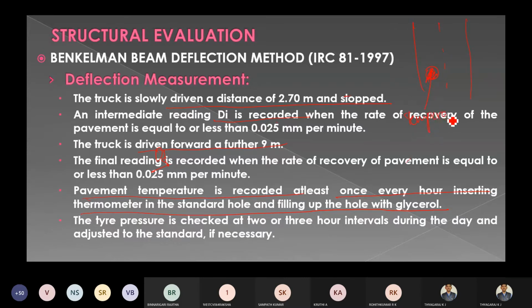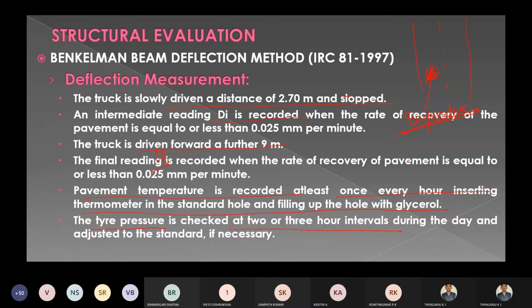For every 1 hour, you will be measuring the temperature. Then tire pressure is checked at a 2 or 3 hour interval. This is also very important. The tire pressure will affect the deflection value. So tire pressure will be checked at every 1 or 2 hours, or 3 to 4 hour interval, but the temperature will be checked at every hour.